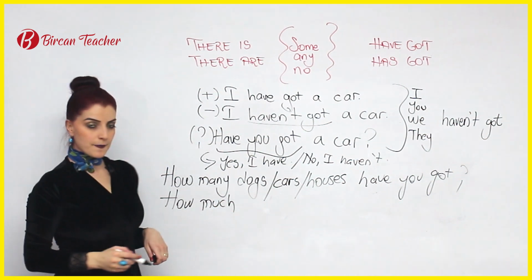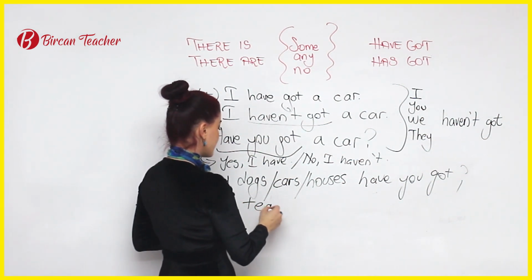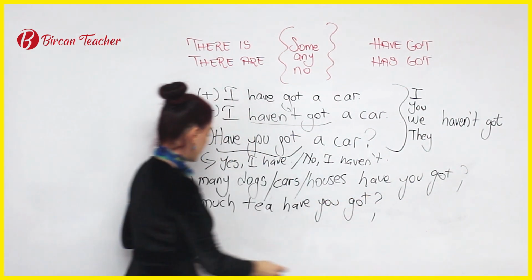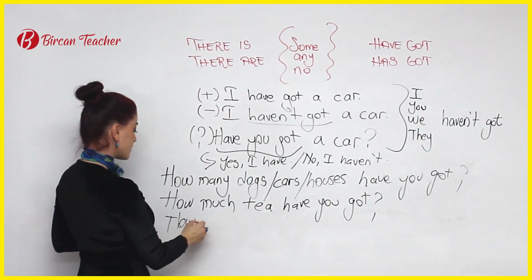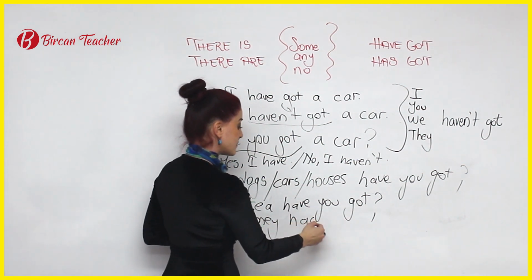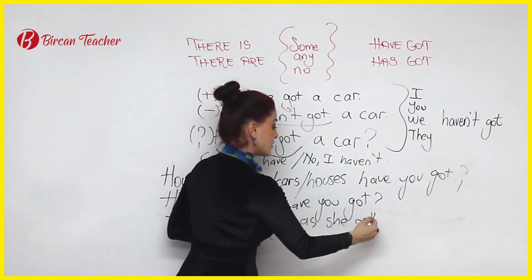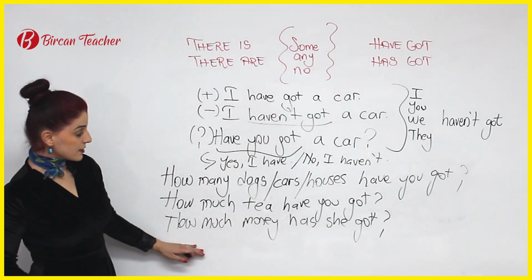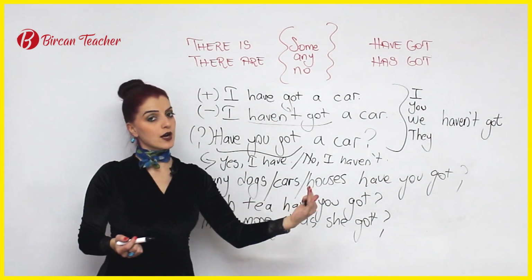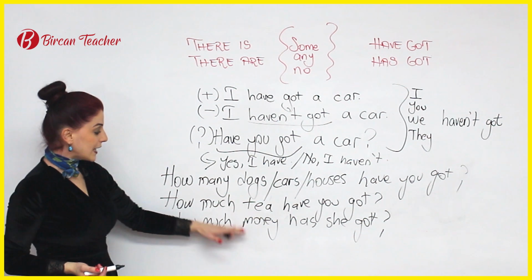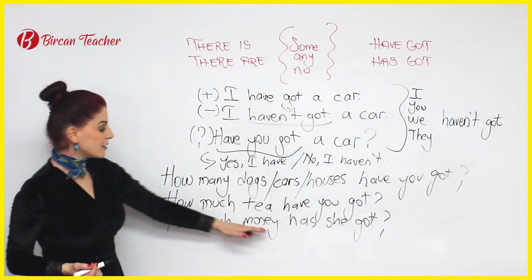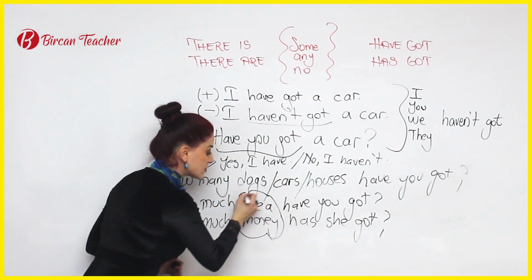How much tea have you got? Or how much money has she got? We can sometimes ask some questions about other people, not all the time. Have you got, have you got. So, how much money? The structure is the same. How much tea? How much money? These are uncountable nouns.